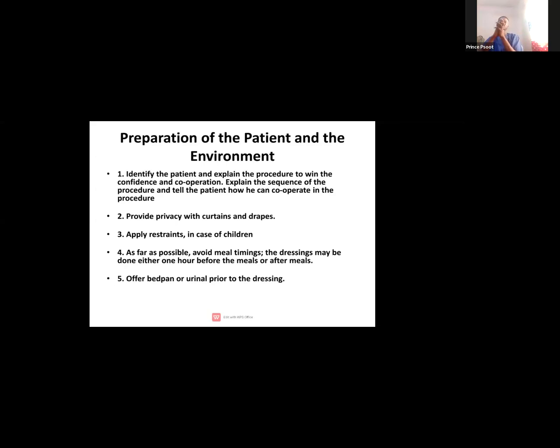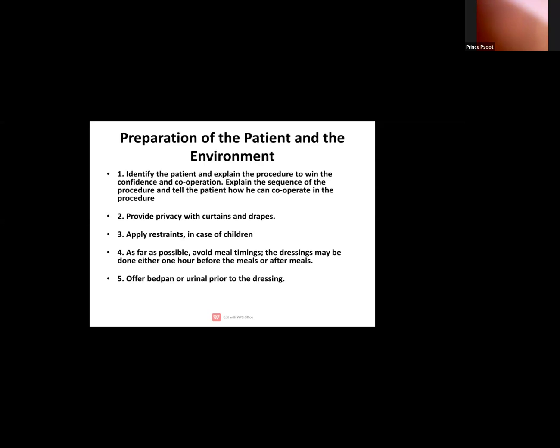Now, preparation of a patient and the environment for wound dressing. The first thing is to identify the patient and explain the procedure to win the confidence and cooperation of the patient. You explain the sequence of the procedure and tell the patient how he can cooperate. Then provide privacy with curtains and drapes. Apply restraints in the case of children so they won't fall.